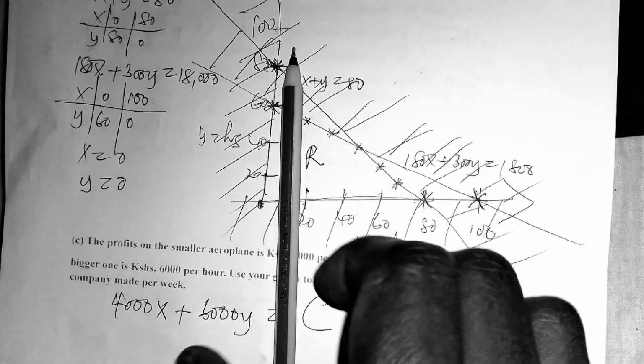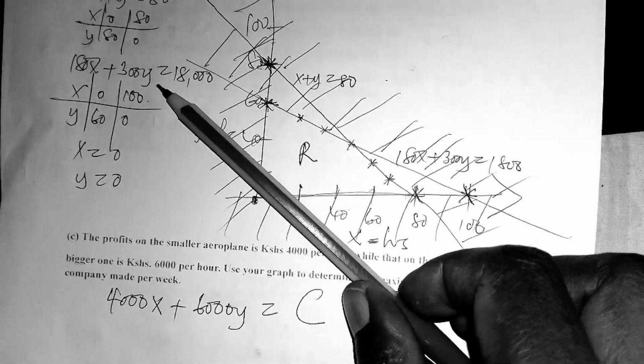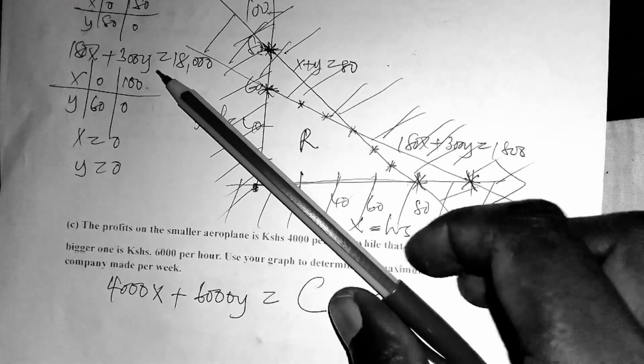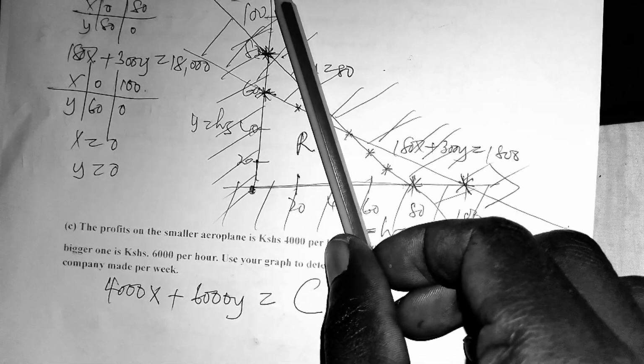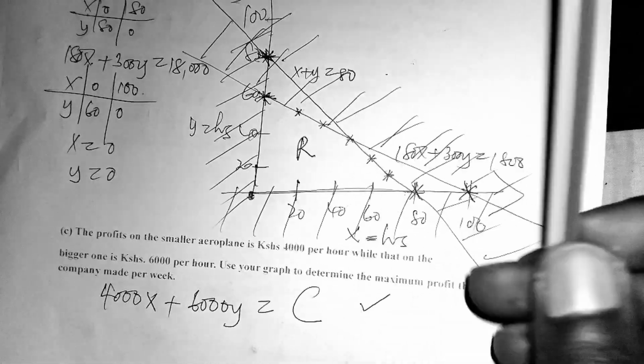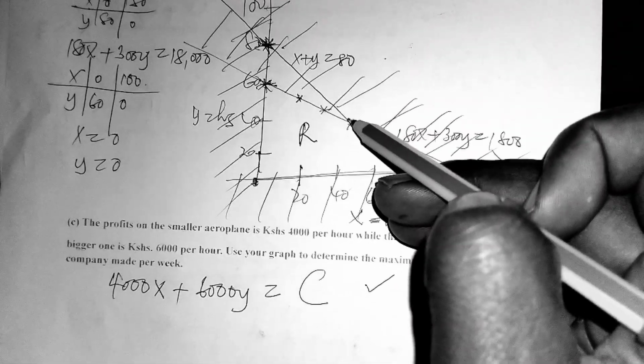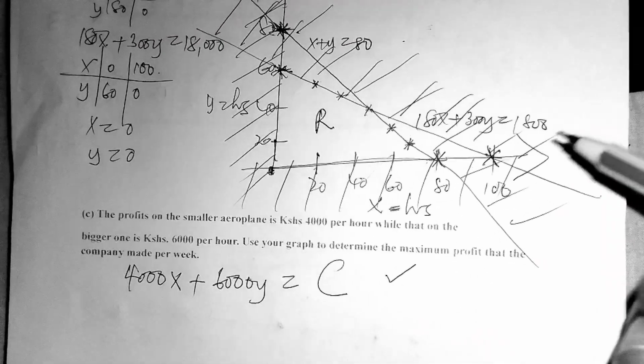You will test those points along the line for this c. You can always use a set square and move it, and see which will be the point to the right that gives you the maximum profit.